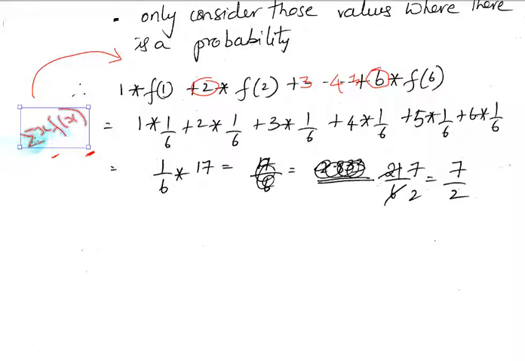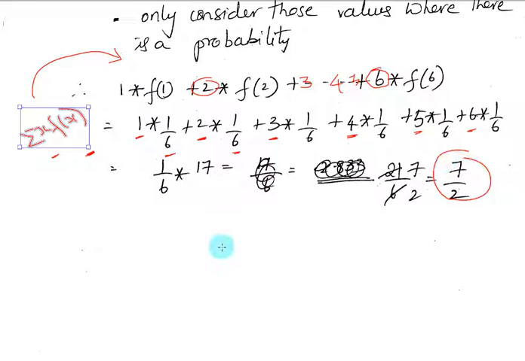Each of those x's is multiplied by f of x, or the probability that x actually takes that value. The probability of getting a 1 is 1 over 6, the probability of getting a 2 when you roll a die is 1 over 6, the same probability for 3, 4, 5 and 6 and so on. So when you actually compute this, you will end up with a value of 7 over 2.